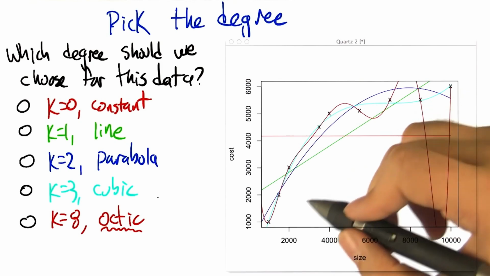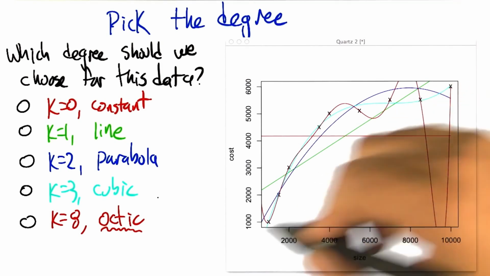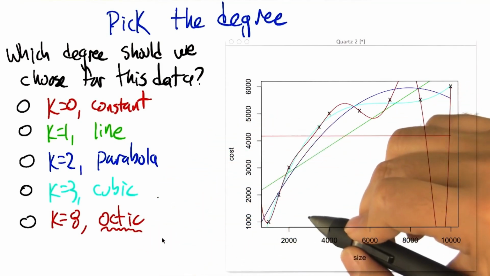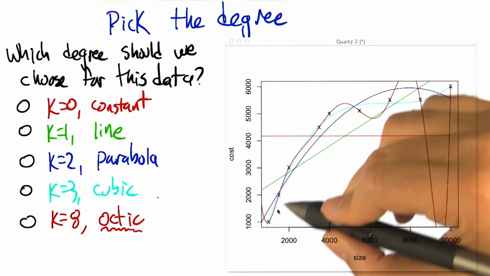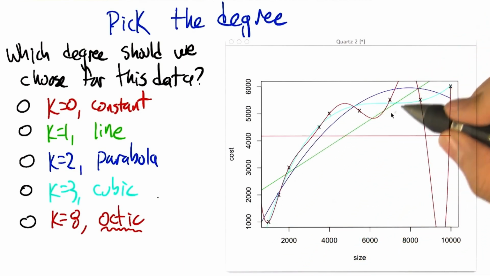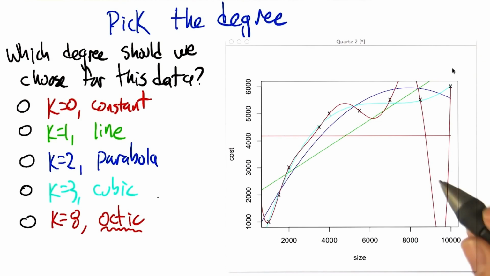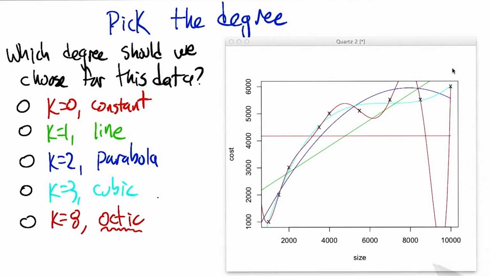Or we could go with the full Monty, the octic. You can see that might not be spelled correctly. That actually has enough degrees of freedom that it can hit each of these points perfectly. Like that. The Atari line. Good, you got that in.